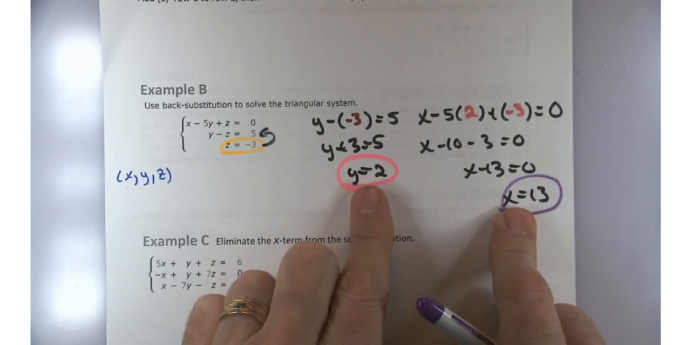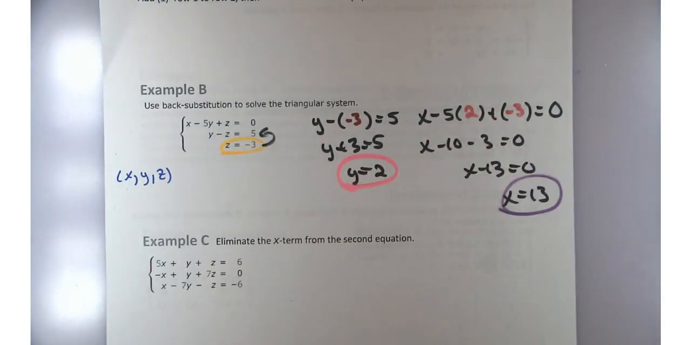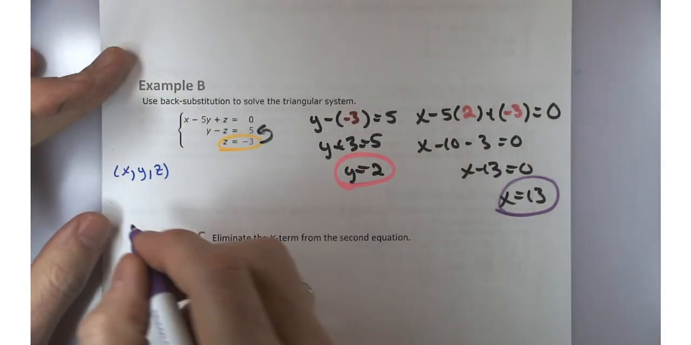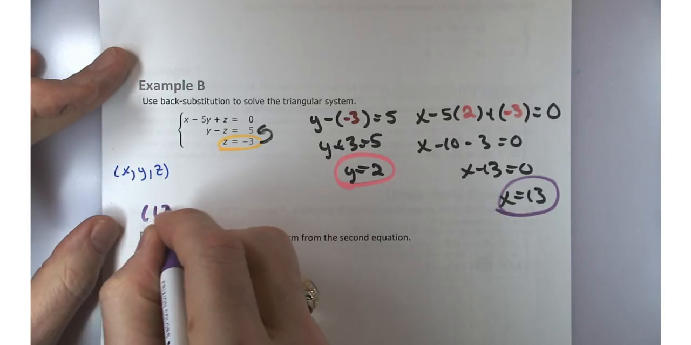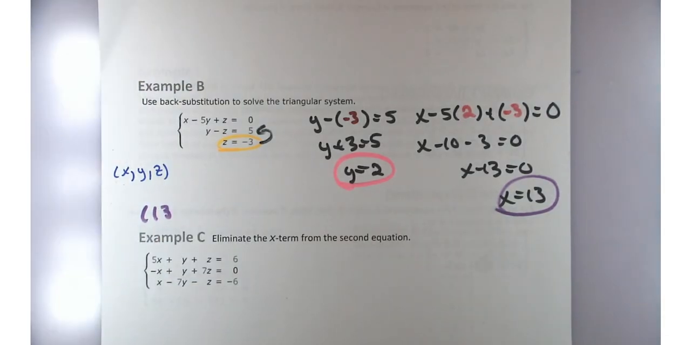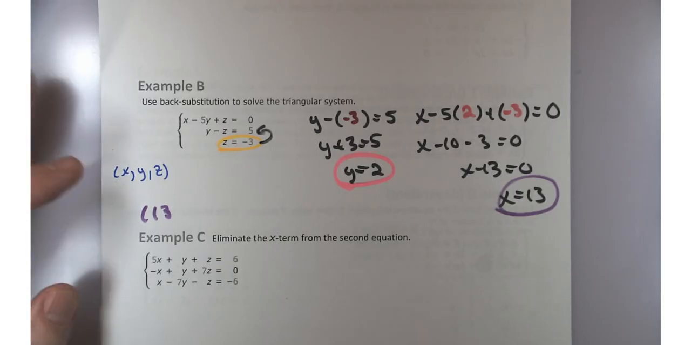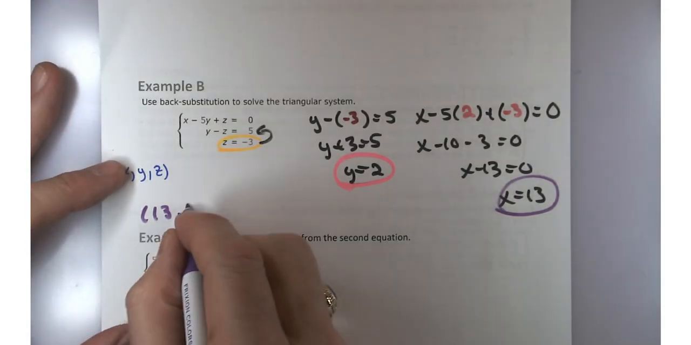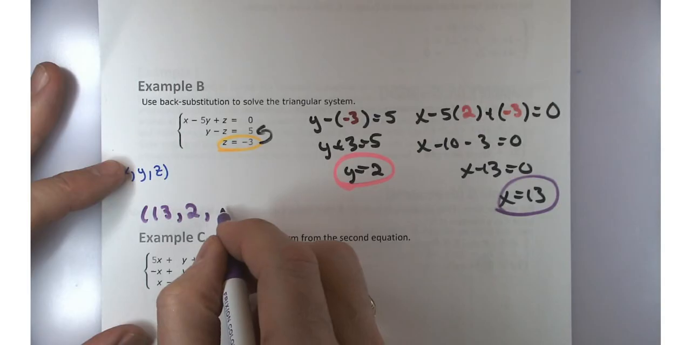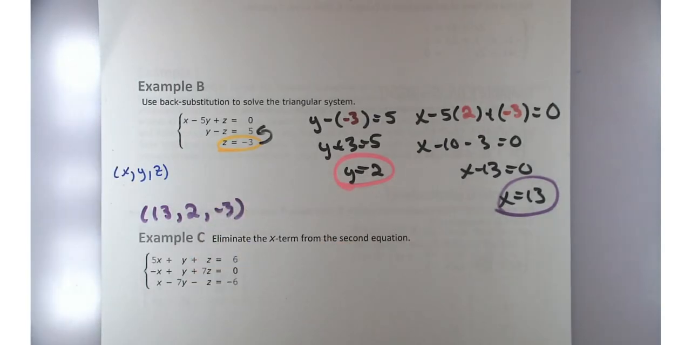We've got x, y, and z. So our solution that you would write for something like this, in particular into WebAssign, they're probably going to want things as an ordered triple, would be 13, 2, and negative 3. And that's your solution. Nice. Wow, that worked out pretty nice.